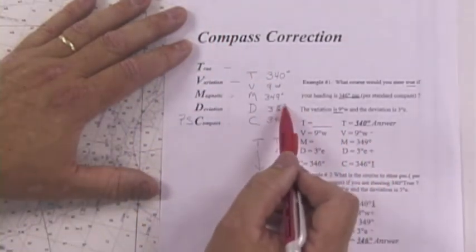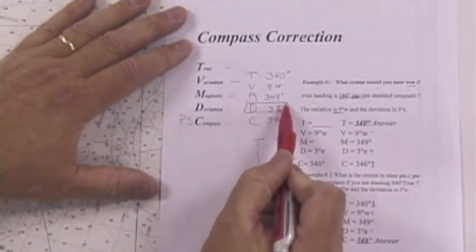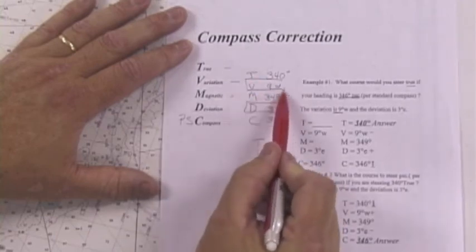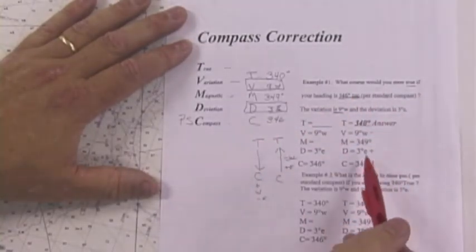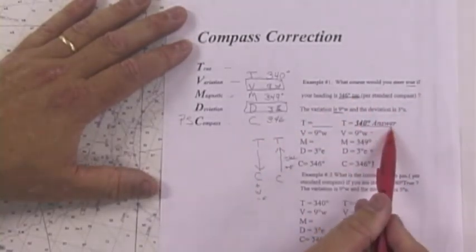So I had to fill in the blanks with my variation and deviation. In this case, I didn't have to use my deviation card. It was given to me. And when it's all said and done, if you can see, there's the answer right there.